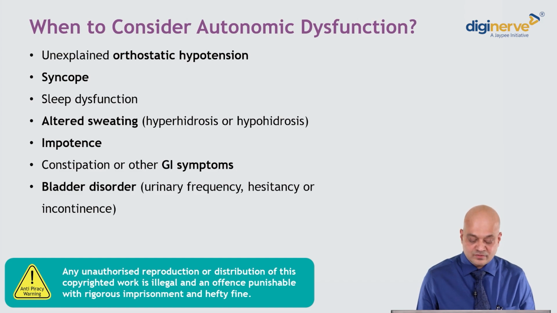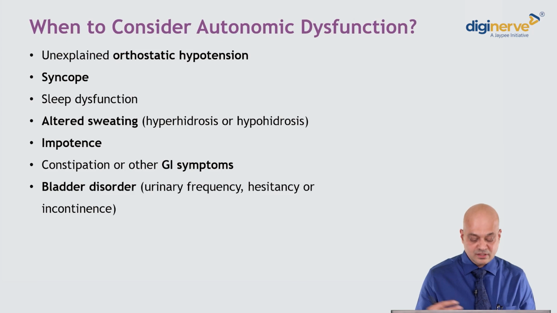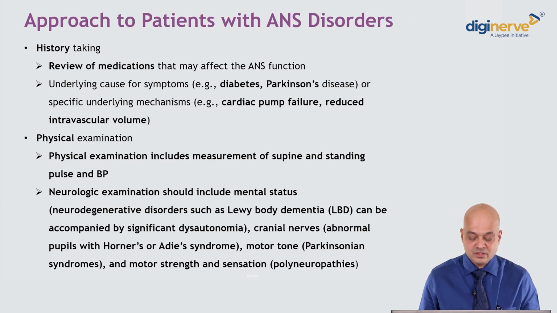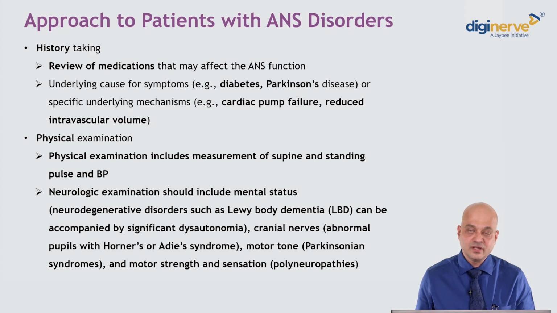When do we consider all of this? When there is unexplained orthostatic hypotension, syncope, sleep dysfunction, altered sweating, impotency, constipation or other GI symptoms, and bladder dysfunction, all of which can point towards a patient with autonomic dysregulation.